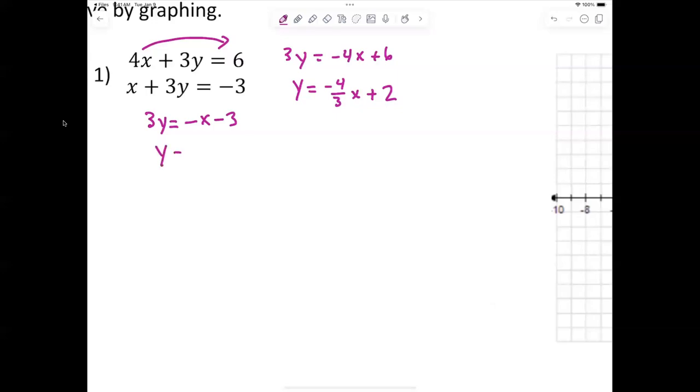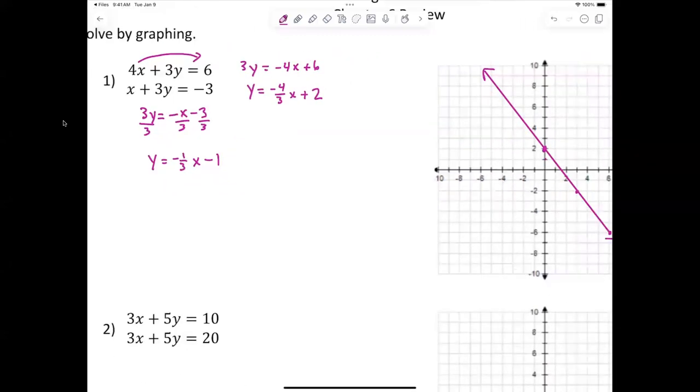So y equals... stop correcting. -1/3 x. Then what? Come on, man. You're way behind. You're a month behind. Divide by 3, divide by 3, divide by 3. -1. All right, how do I graph that?